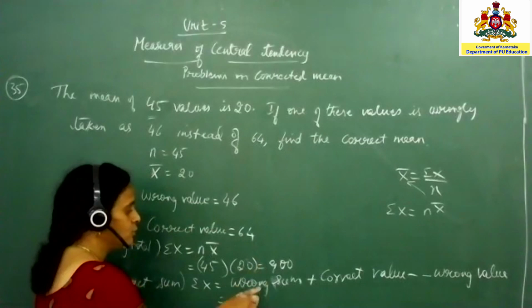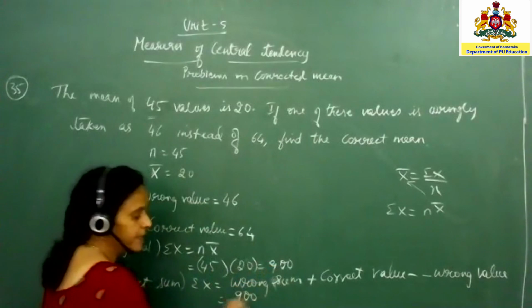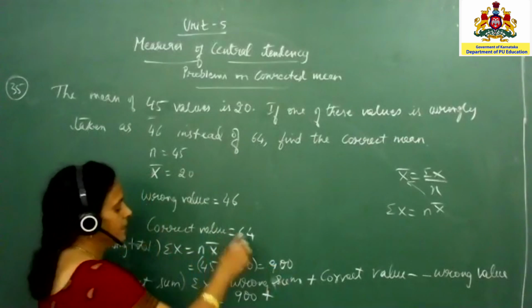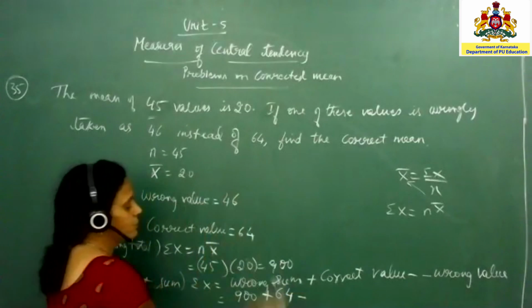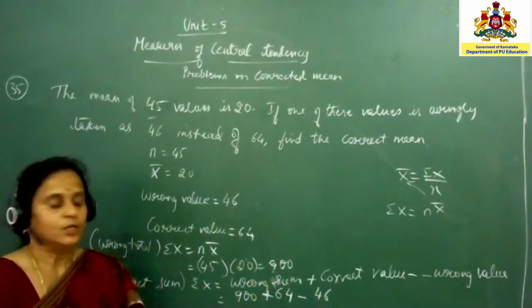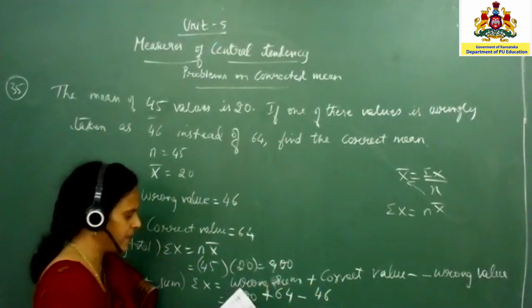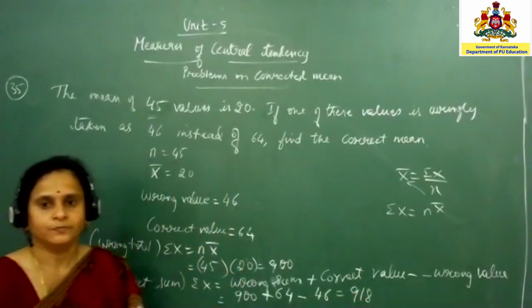So if I just do that, here the wrong sum or the wrong total, what we call, we are getting 900. So plus, what is the correct value here? Correct value is 64. What is the wrong value here? The wrong value is 46. So I have to carry on in this way. If I just do this one, I am getting the answer as 918. So this becomes 918.